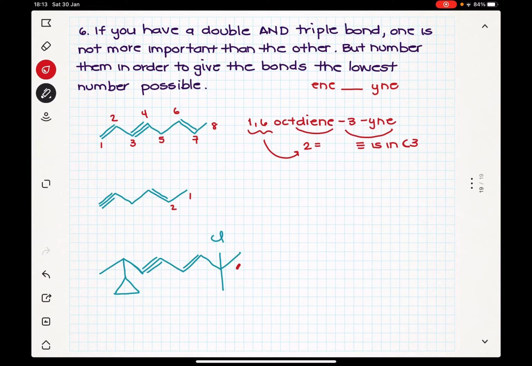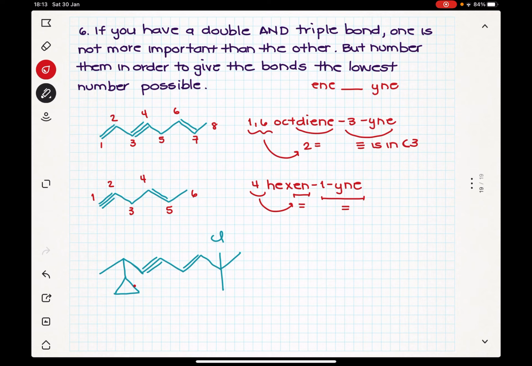In this case, the double bond is here. I can start numbering 1, 2, but the triple bond is right at the end. So I go 1, 2, 3, 4, 5. So this numbering is not correct. Instead, 4, 5, 6, so "ene" comes first. So I go 4-hexene-1-yne. This is the triple bond, and this is one double bond that is in carbon 4.